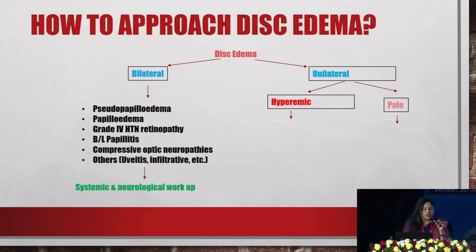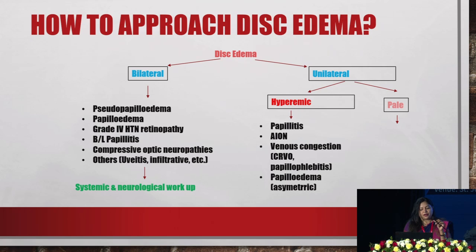And when you see unilateral disc edema, again you have to see whether the disc edema is pale or hyperemic. If it is hyperemic, usually it is papillitis. Again, these are not dictums. You keep a series of differential diagnoses in mind based on your findings. AON, CRVO and papilledema can be asymmetric. Initially you can find it in one eye, and later on it can develop in the other eye. That is the reason to always examine the other eye thoroughly. Even early disc edema should be picked up in the other eye. Pale disc edema is a characteristic feature of AON.